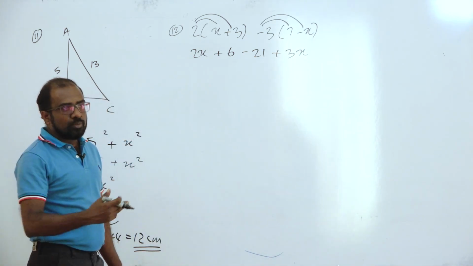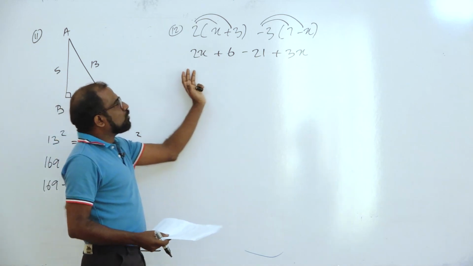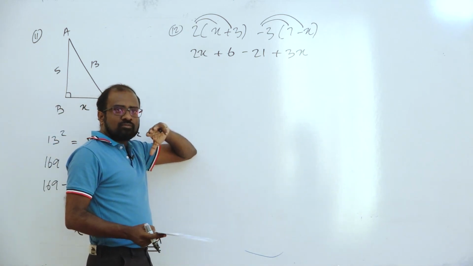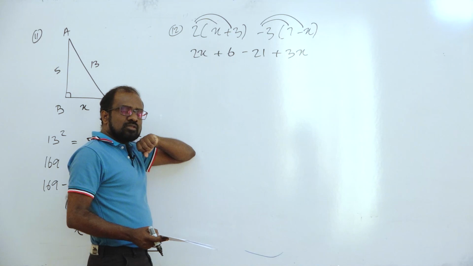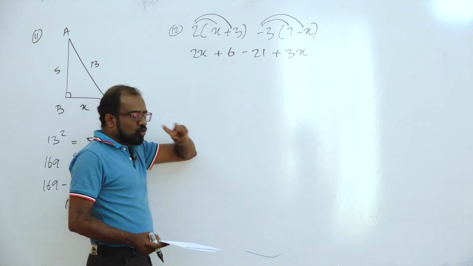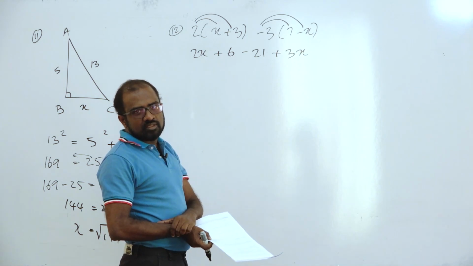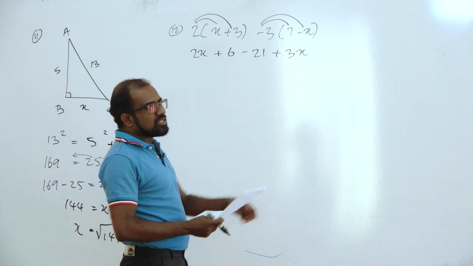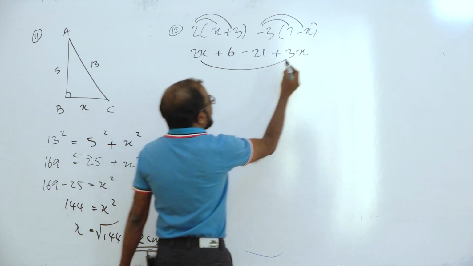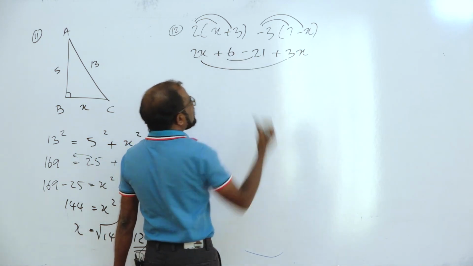Multiply, remove the brackets. Now brackets are removed. Then simplify. Simplify rule. There are two rules. Like terms are simplified together. That's the first thing. Like terms. Simplify x with x, numbers with numbers.